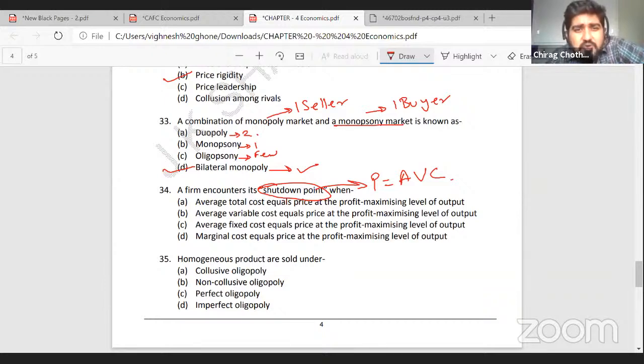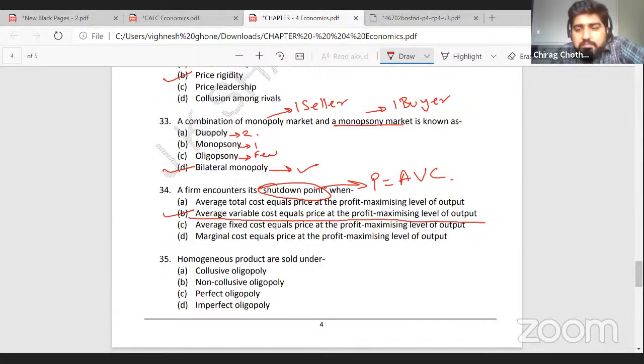Average total cost, do we talk about average total cost? No. Average variable cost equals price. Yes, this can be the correct one. This is a repetitive question, it feels. Average fixed cost equals price. No. Marginal cost equals price. No, sir. So the correct option would be average variable cost equals the price at the profit maximizing level of output. So that will be the point where you are getting maximum revenue, as well as you should be having your shutdown point, because your price will not be able to recover the variable cost in the future.